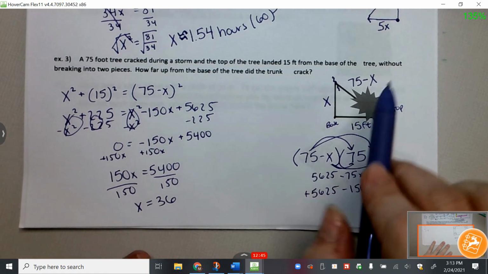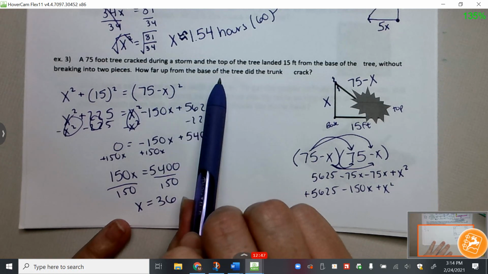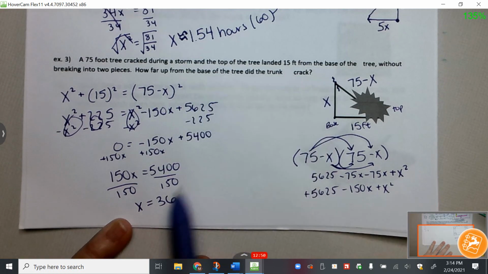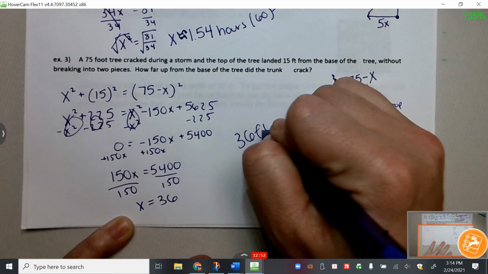So it says how far up from the base of the trunk did the tree crack? So x is 36 feet.